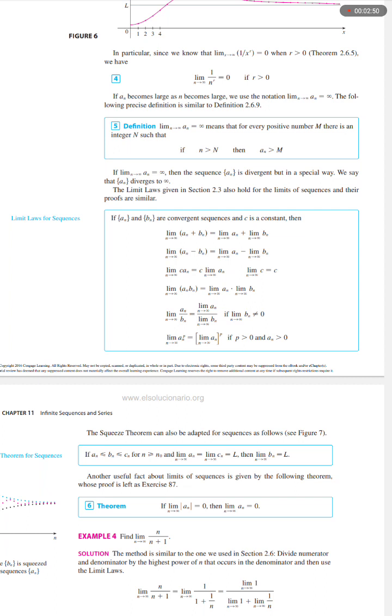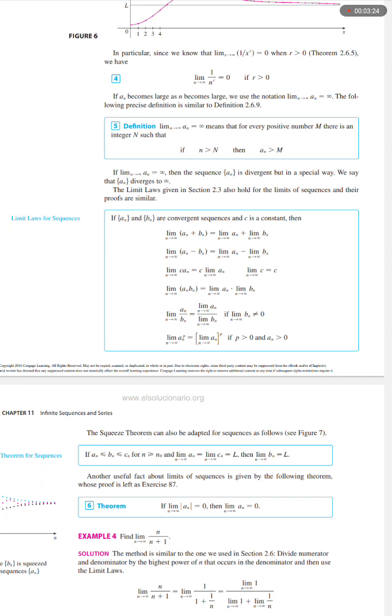Again, definition 5, the limit as n approaches infinity of a sub n equals infinity means that for every positive number big M, there is an integer big N such that if n is greater than big N, then a sub n is greater than M. If the limit as n approaches infinity of a sub n equals infinity, then the sequence {a sub n} is divergent, but in a special way. We say that {a sub n} diverges to infinity.